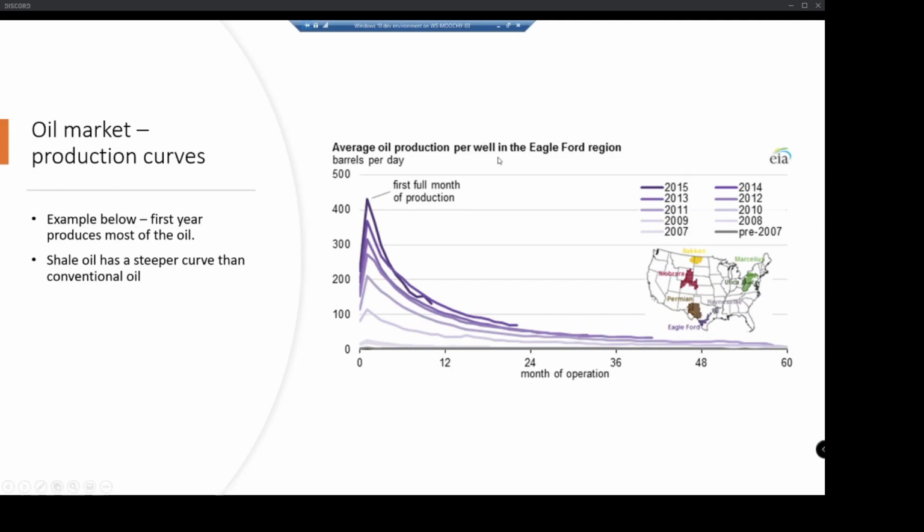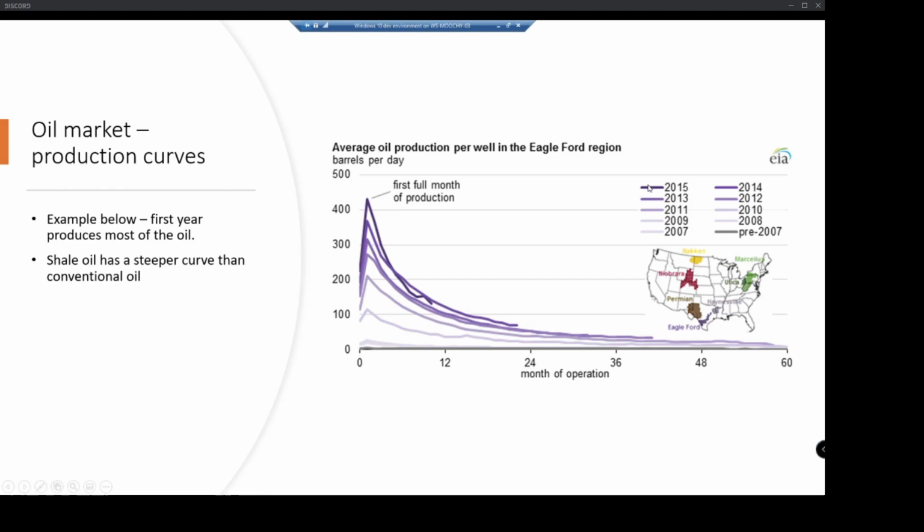And this is a production curve for oil, so this helps you understand what happens to the supply over time if no new projects are set up. So Eagle Ford is a particular region that produces oil. This is the region down here in Texas. And what this chart is saying is, if you drilled a shale well in 2007, this is what your production profile would look like. So you'd have a little peak, and then it would go down.